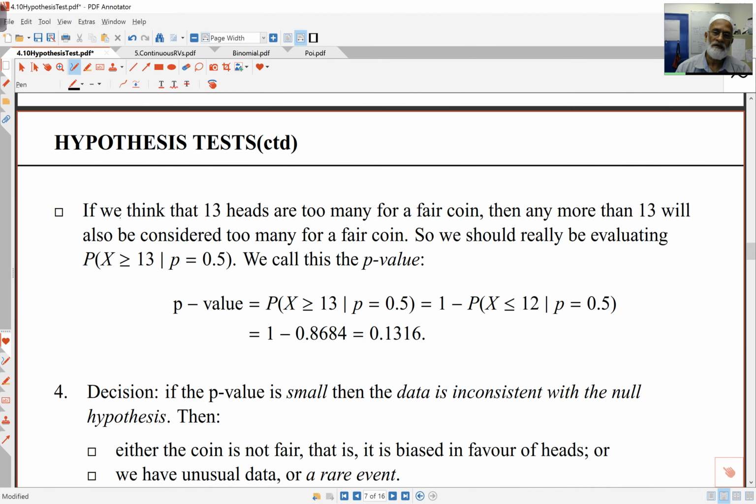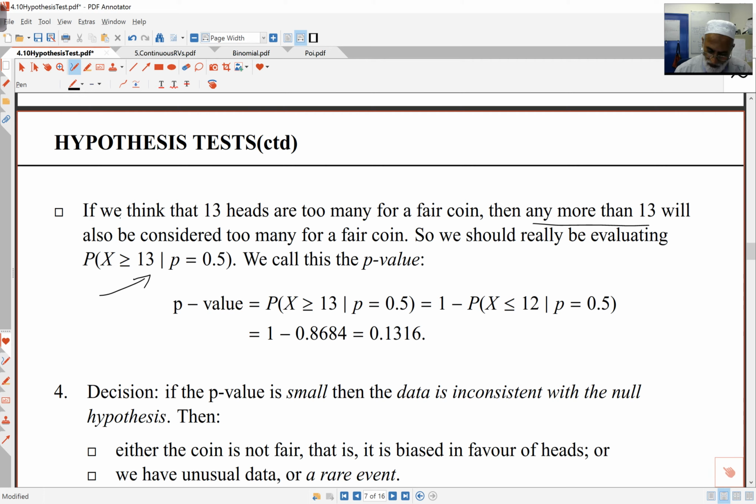And if you think that 13 heads are too many from a fair coin, then anything more than 13 is also too many. So the p-value is actually the probability of extreme values compared to our null hypothesis. So if I am getting 13 or more, that's extreme compared to, say, if p is 0.5, I expect 10. So it's always going to be away from that. So 13 or more, even if p is 0.5.